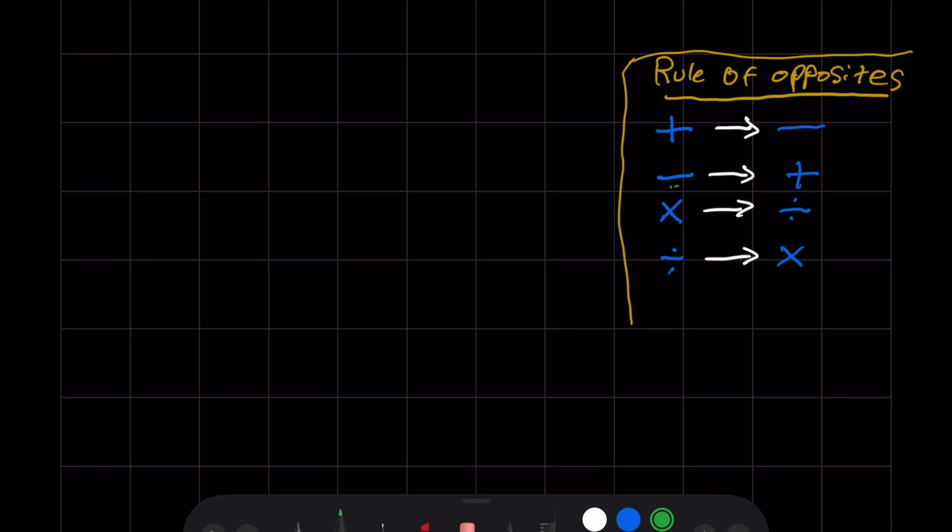Sometimes you'll get linear equations that look like this. Sometimes you'll get 4x minus 2 equals 10. Again, to solve this, we want to isolate this x value on its own so that we can find what that x value is for this equation to be true.